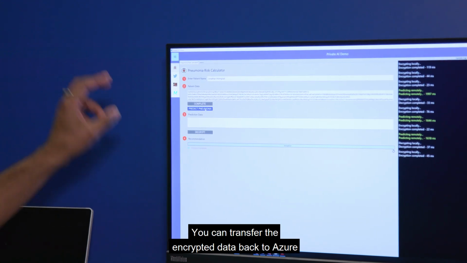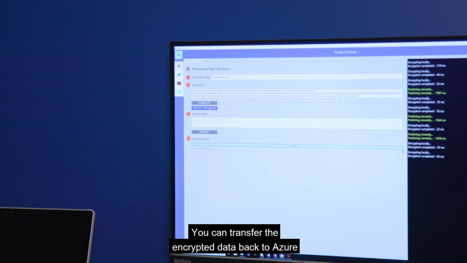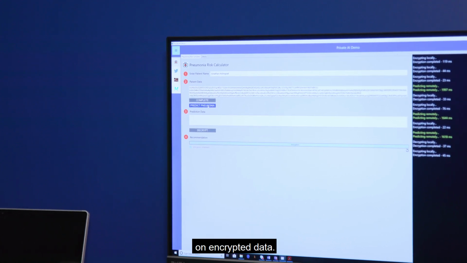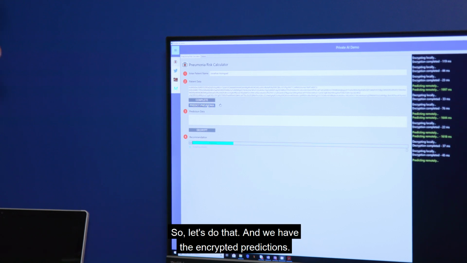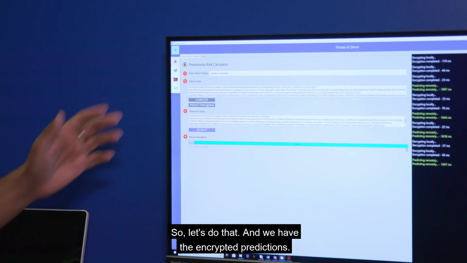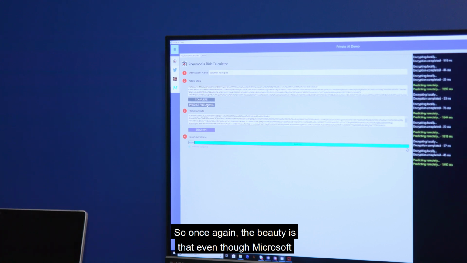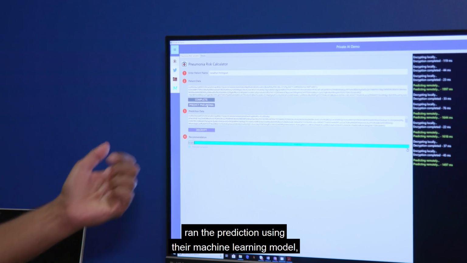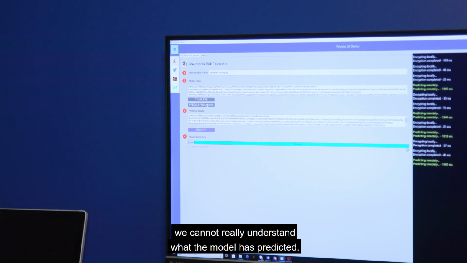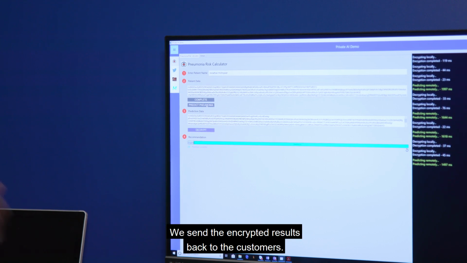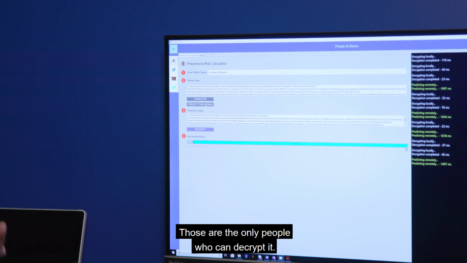You can transfer the encrypted data back to Azure, and we can run machine learning predictions on encrypted data. So let's do that. And we have the encrypted predictions. So once again, the beauty is that even though Microsoft ran the prediction using their machine learning model, we cannot really understand what the model has predicted. It's all encrypted. We send the encrypted results back to the customers. Those are the only people who can decrypt it.